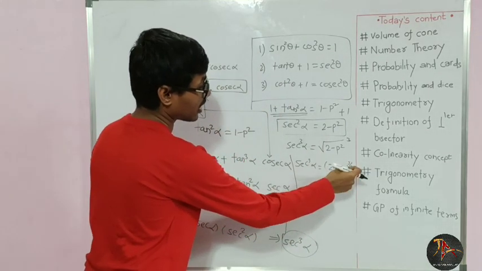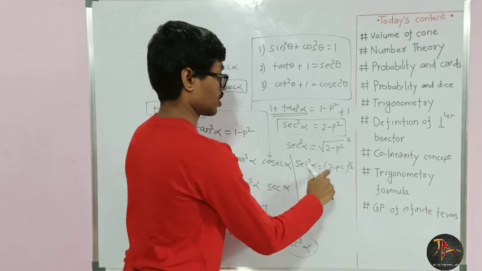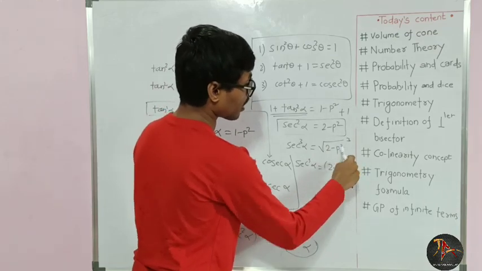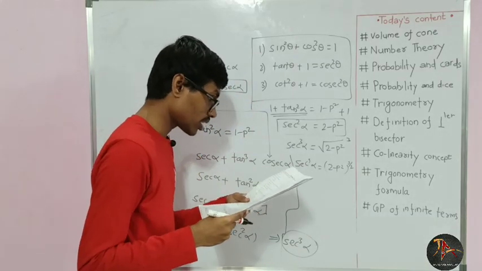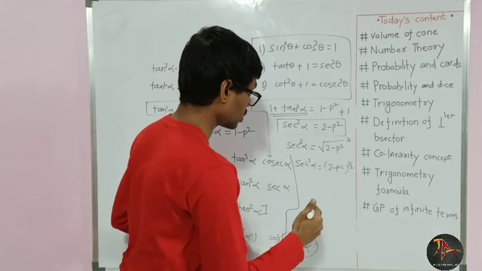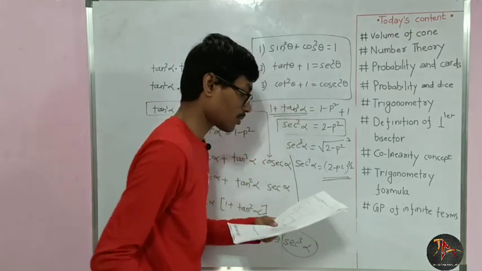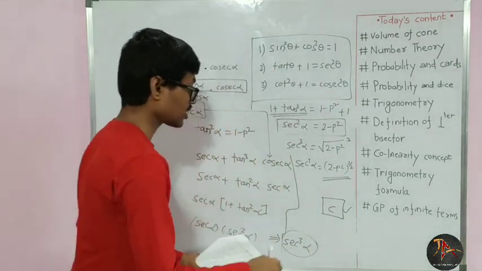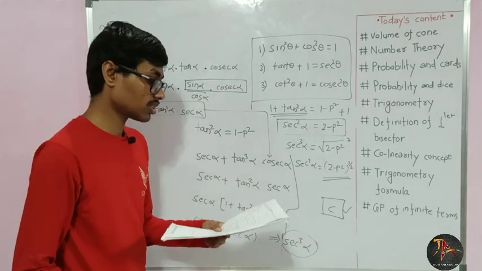This root I can take as power 1 by 2. So (2 minus p square) whole power 3 by 2. It is given in option C. So the correct answer for this question should be option C.